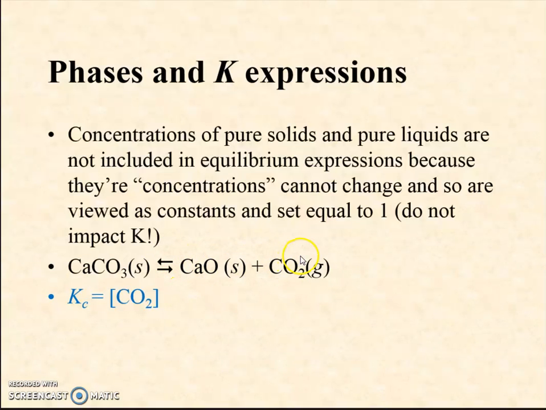So when you write an equilibrium expression for a reaction that contains solids and liquids, you simply omit them or ignore them in your equilibrium expression. So for the decomposition of calcium carbonate solid, we would have a K expression that basically is Kc is equal to the concentration of CO2, and that is all. Or the partial pressure of CO2 if given a gas in atmospheres.